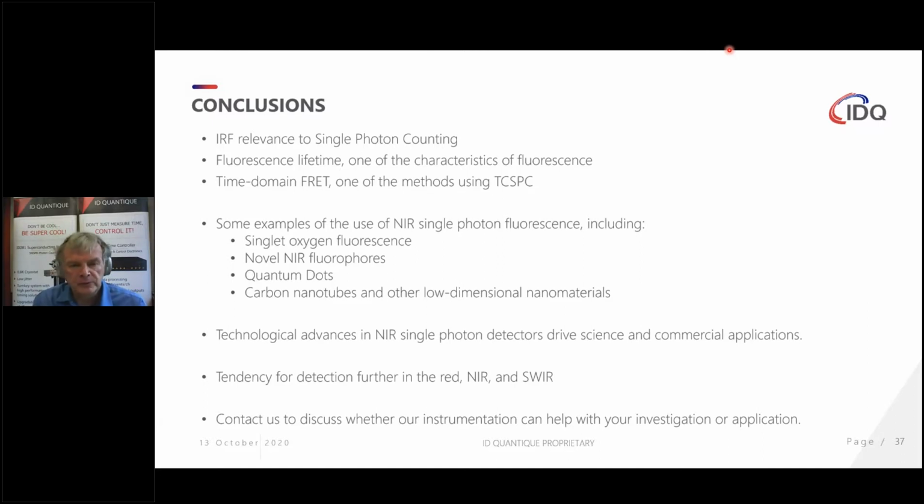It comes back to the way I think of it: it's technological advances that drive science and commercial applications as much as our progress in theoretical advances. And there is a tendency for detection further in the infrared and shortwave infrared. So that's for us an impetus to develop more of the technology and the methods to apply it.